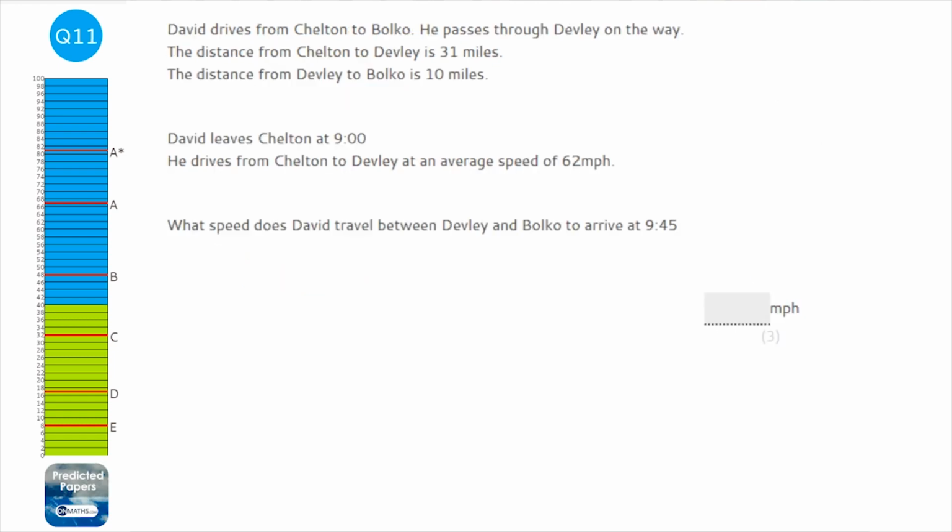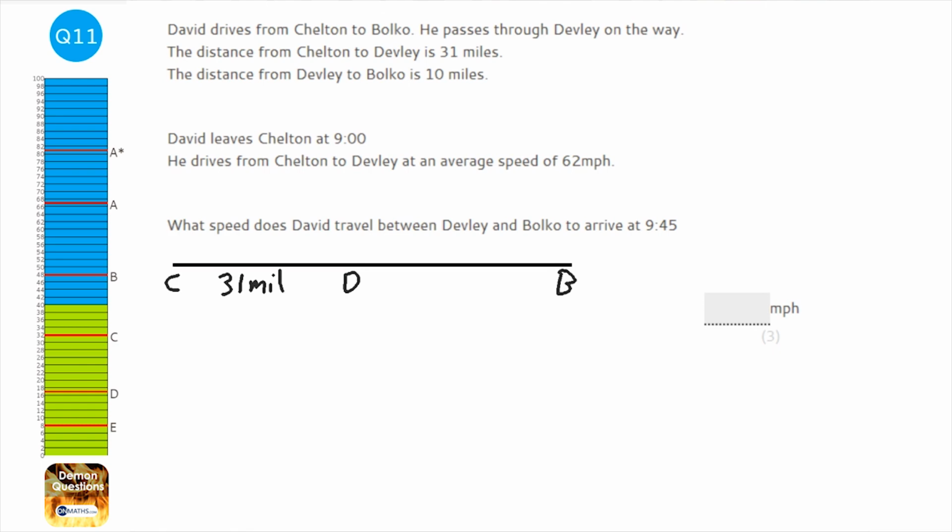Okay, my advice with all these questions is always draw a diagram. So I'm just going to draw a line and I'm going to put the various places on it. So we've got Chiltern, which I'm going to call C, we've got Devley, which I'm going to call D, we've got Bocco, which I'm going to call B. Okay, so I'm just going to put the information on. There's 31 miles here, and there's 10 miles here. And there's, what is it, average speed of 62 miles per hour.